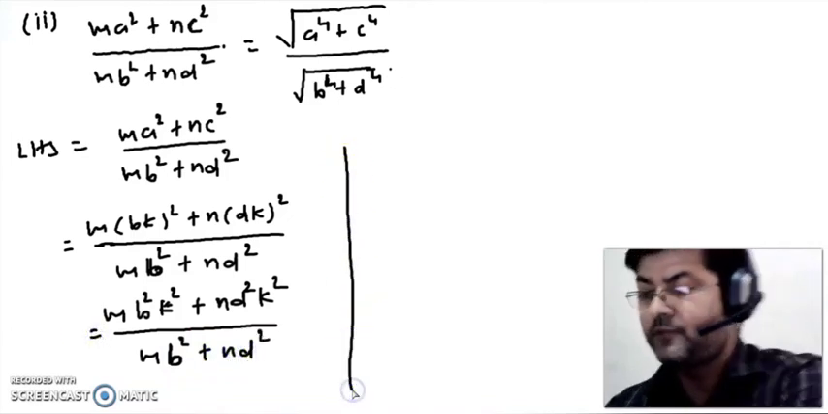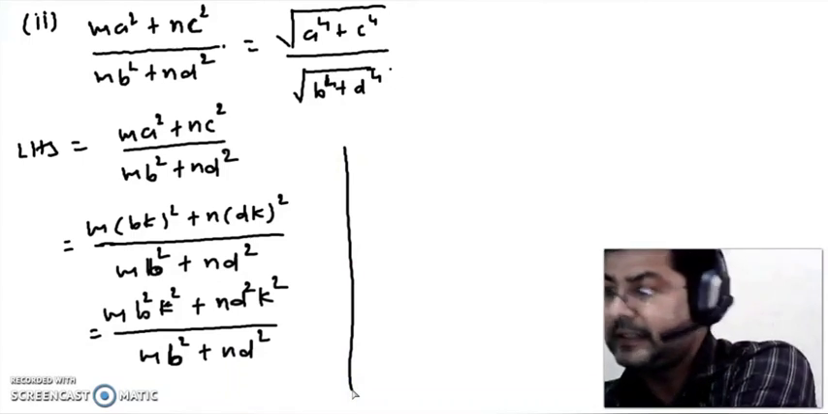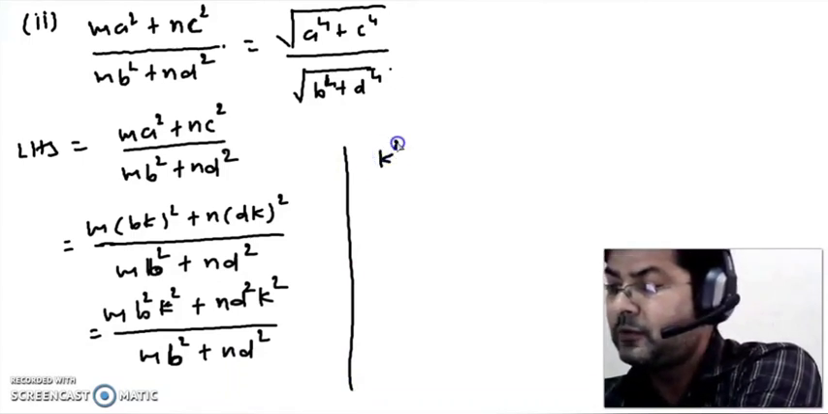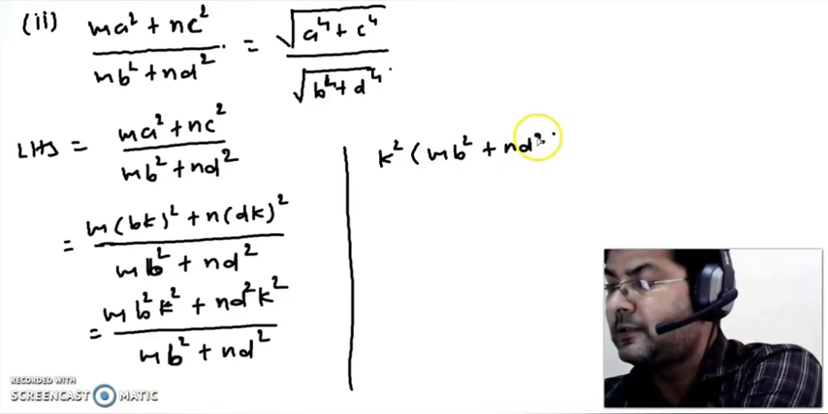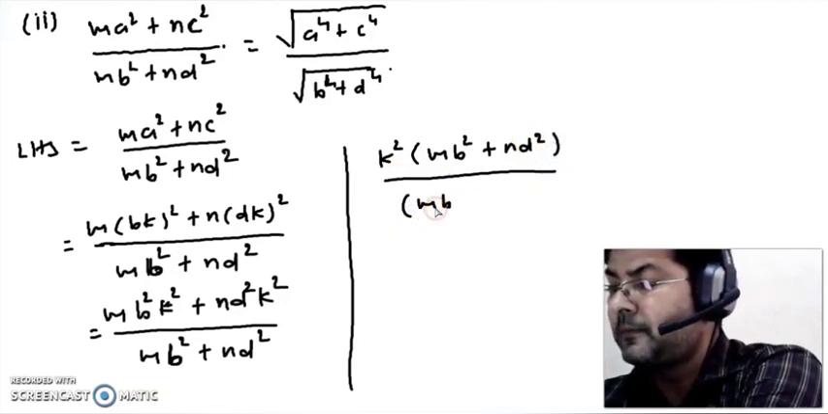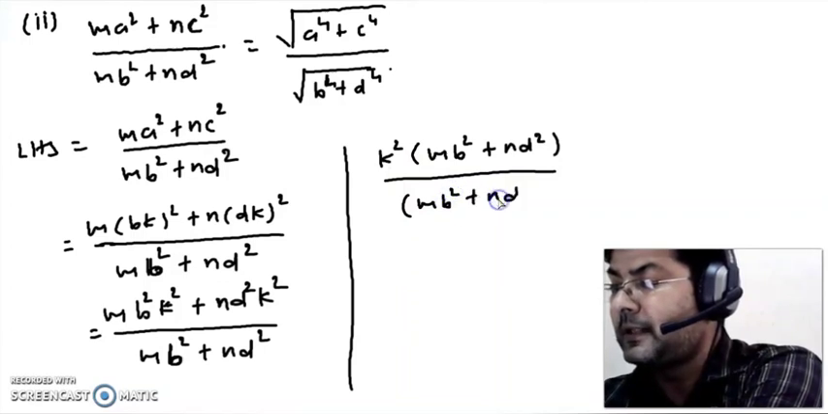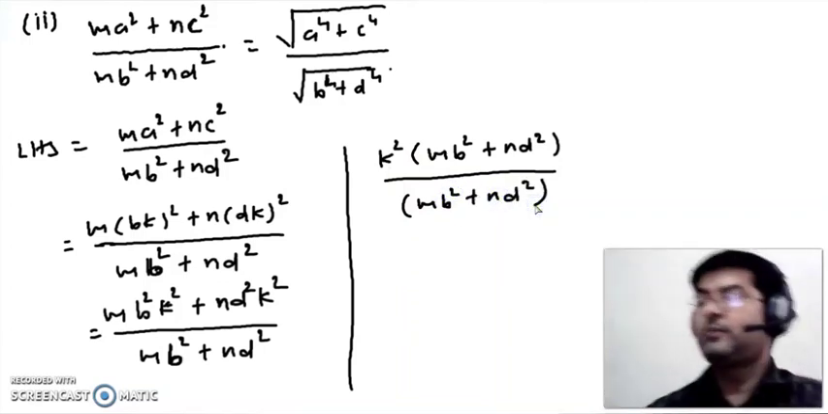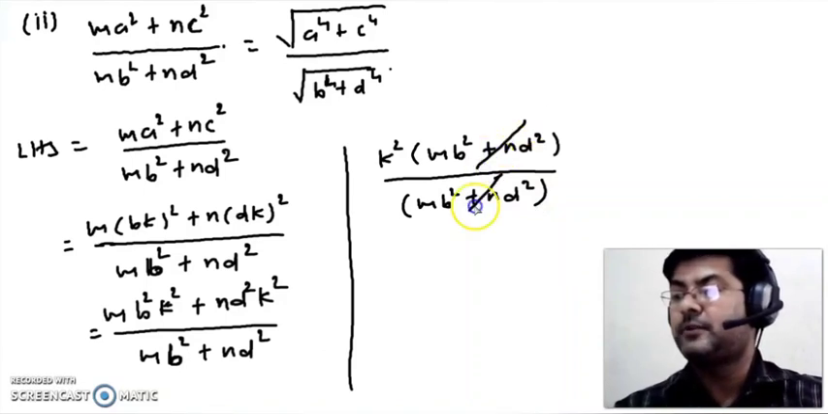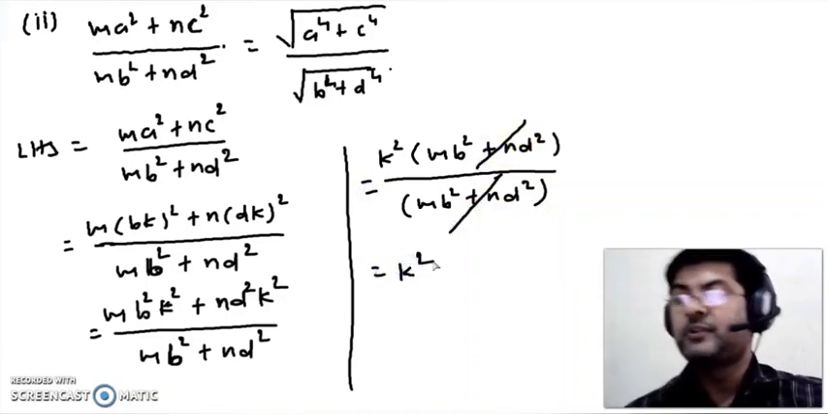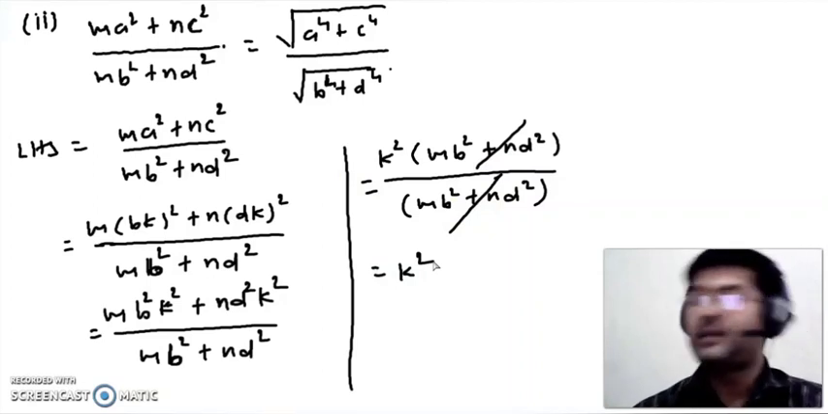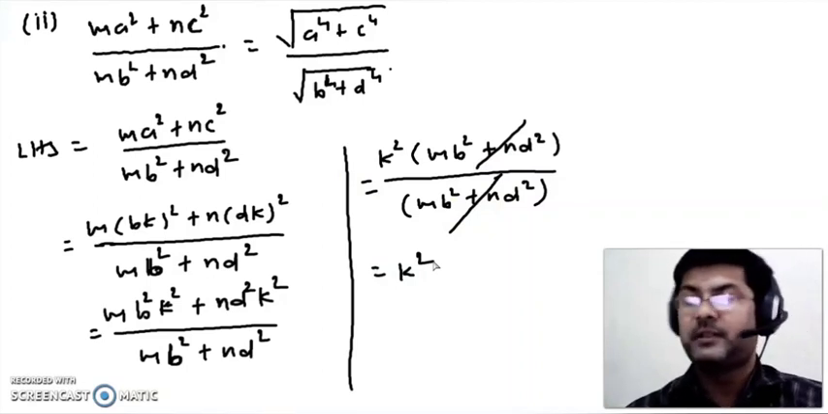Okay, from the numerator we can take K square common. Okay, so in the bracket we are left with MB square plus ND square, and denominator we have MB square plus ND square. So in numerator and denominator we have same bracket, we can reduce. Okay, so we are left with K square. Clear? Now let us simplify right hand side and bring K square.